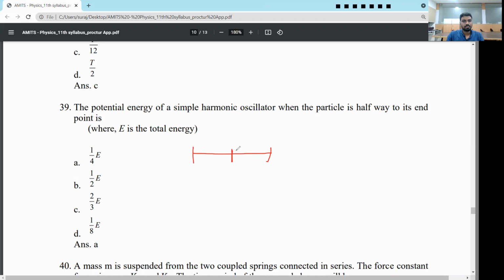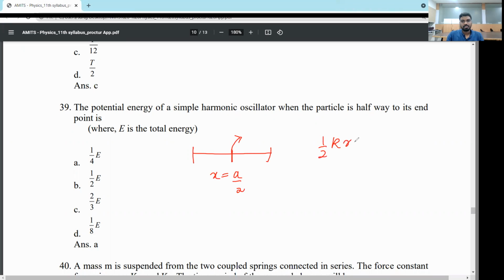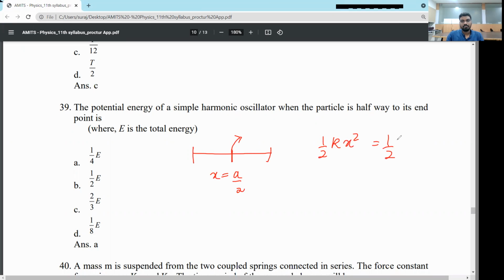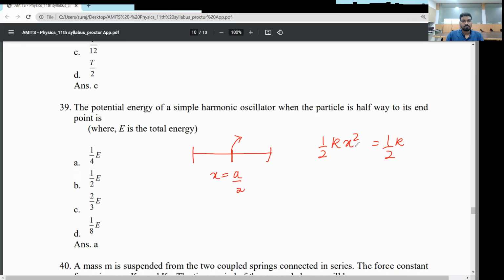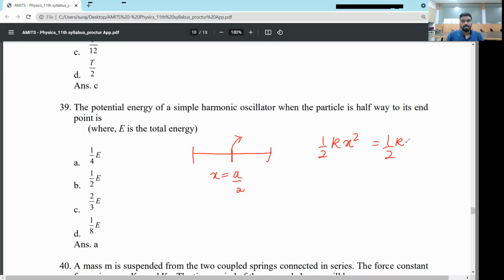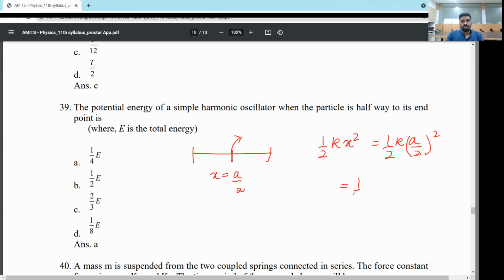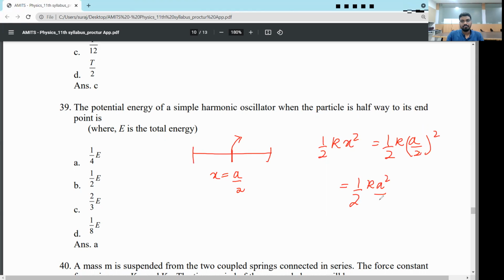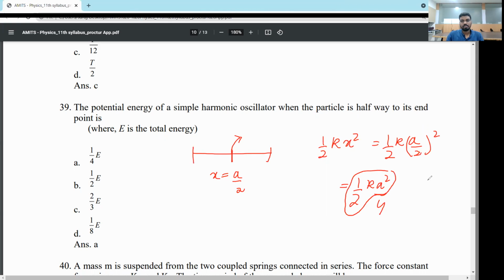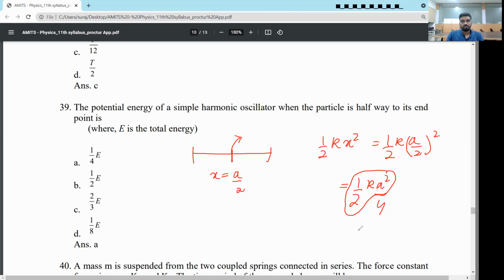Halfway is somewhere here. So x equal to what? A by 2. Clear? The potential energy would be half k x square, that is half k, x is A by 2, whole square. That is half k A square by 4. Now half k A square is nothing but total energy. So this becomes E by 4. Option A is correct.